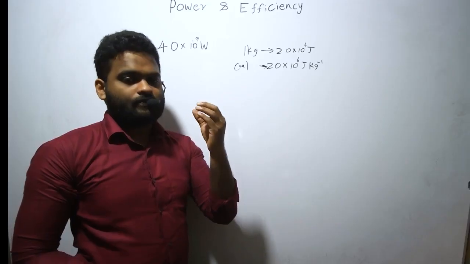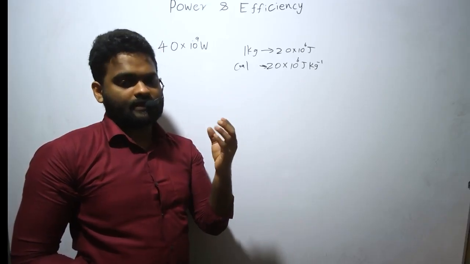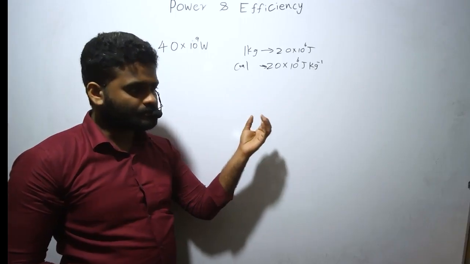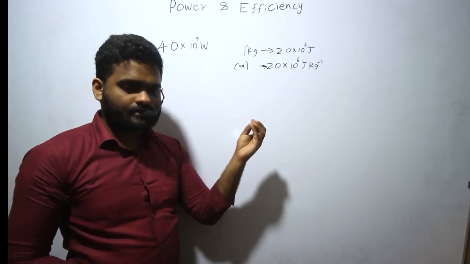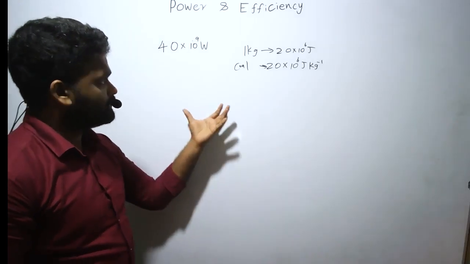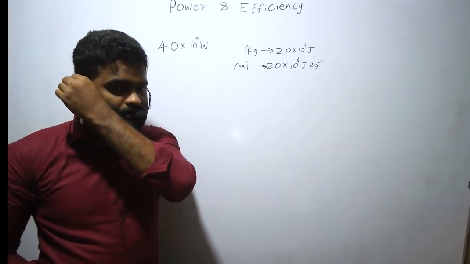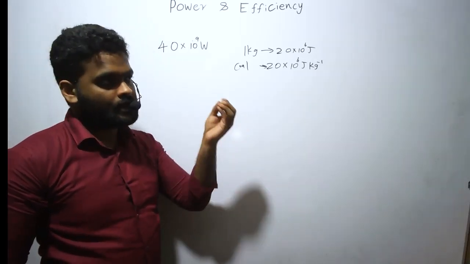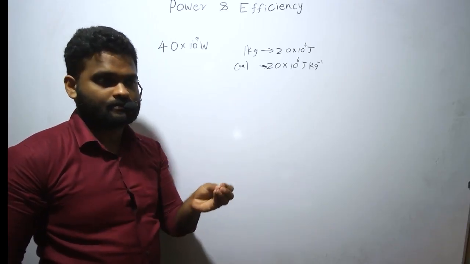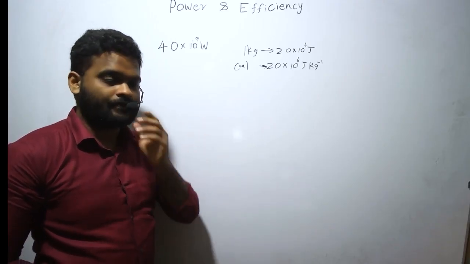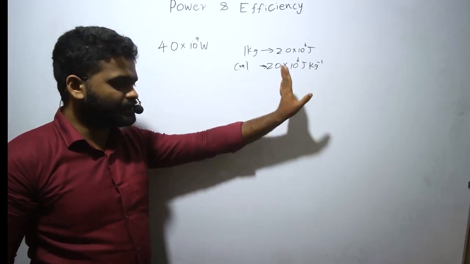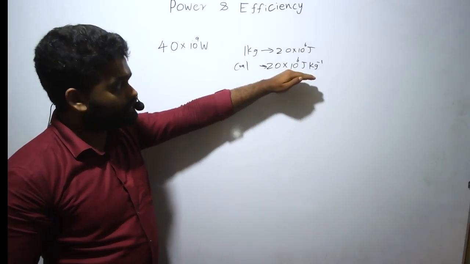Some students find it difficult to decide whether to multiply or divide. When you cannot figure out whether to multiply or divide, when you get a question like this, always think about the units. Units should match on both sides, right? If you get the units correctly, then you can figure out whether you have to multiply or divide these values.